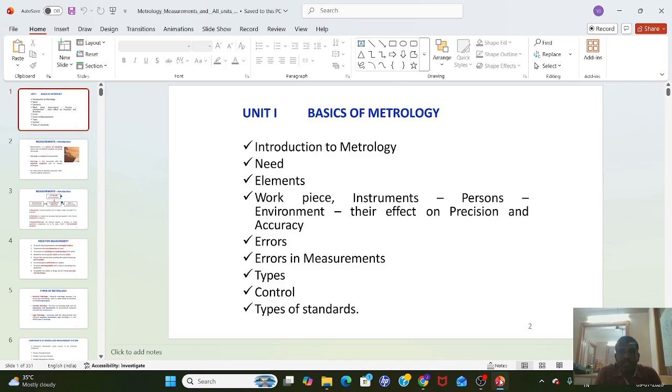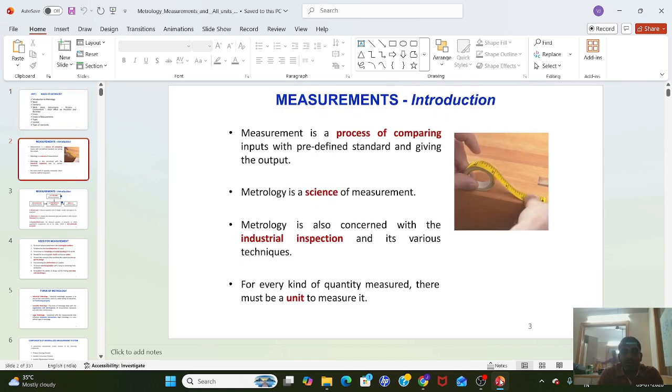Basics of metrology: introduction to metrology and the needs of metrology, some of the elements of metrology, workpieces, instruments, person and environment, their effects on precision and accuracy, errors in measurements, control types of measurements. Measurement is a process of comparing inputs with predefined standards and giving the outputs. This is the measurement introduction.